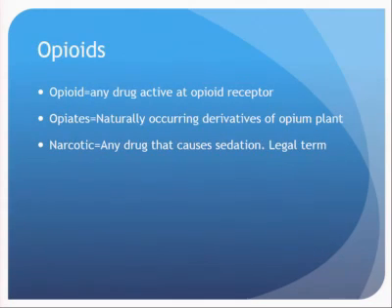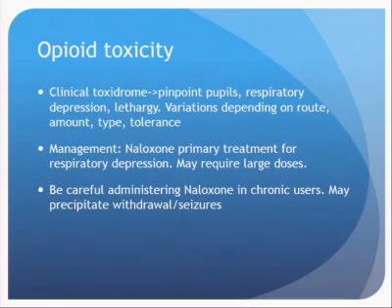Okay, just a few things about drugs of abuse, and then we're done. Okay, opioids. An opioid is a drug active at the opioid receptor. Opiates are naturally occurring derivatives of the opium plant. And a narcotic, technically, is any drug that causes sedation, and that's a legal term. So opioid toxicity, the toxidrome is pinpoint pupils, respiratory depression, lethargy. Variations depend on how they took it and their tolerance to it.